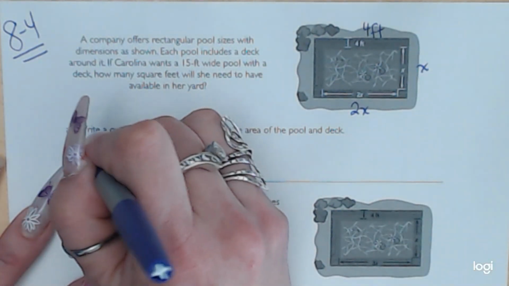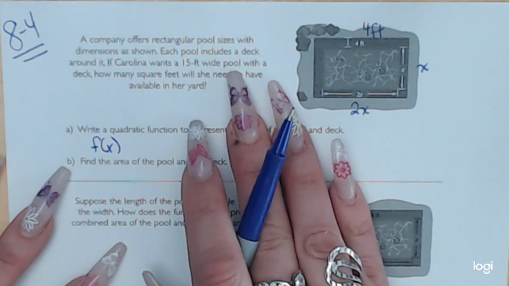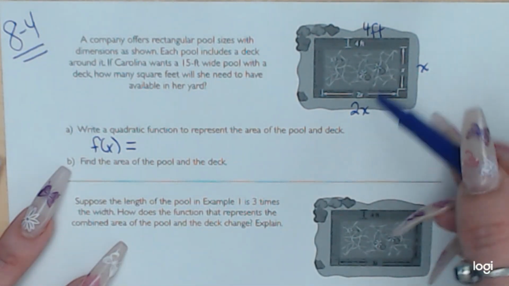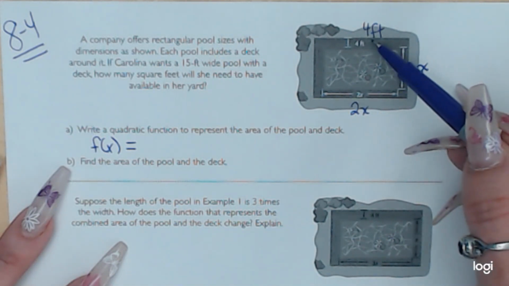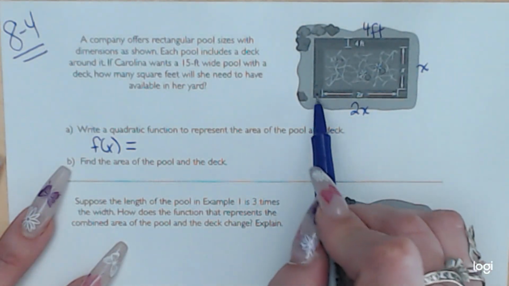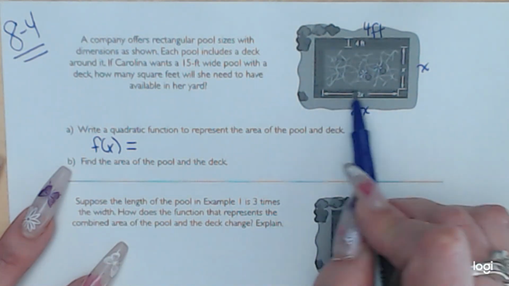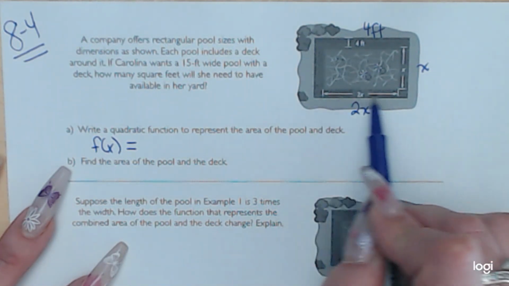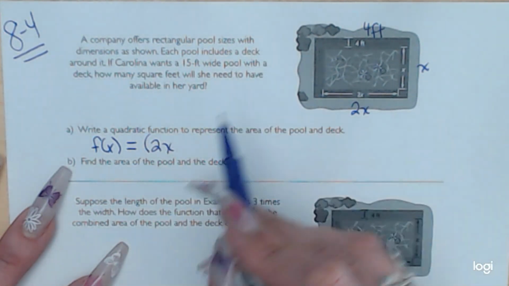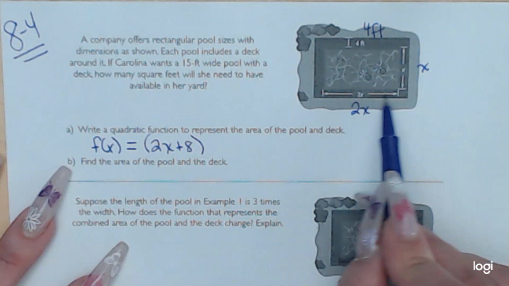So let's see how we could represent this, something that we can use to fill in any width of the pool that anyone would want. So we have f of x. Now we know that this 4-foot deck around it is going to add 8 feet, because we have 4 feet here, 4 feet here. It's going to add 8 feet to our length of the pool, because 2x is only the pool. You still need to add the 4 feet on each side for the deck. So one of the factors of this area is going to be 2x plus 8. So that covers the length.